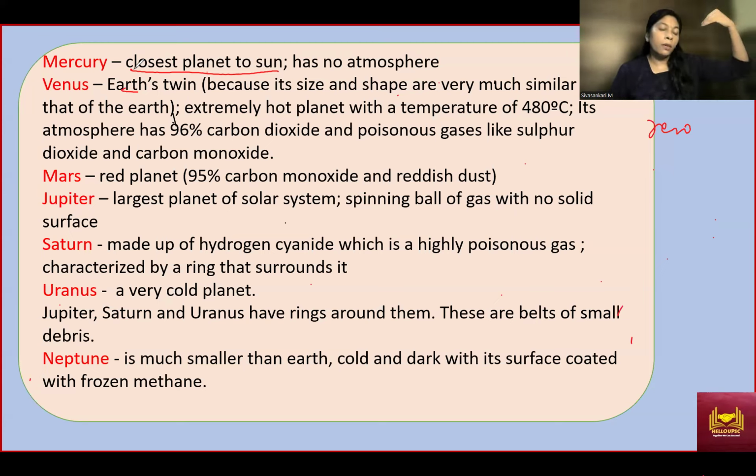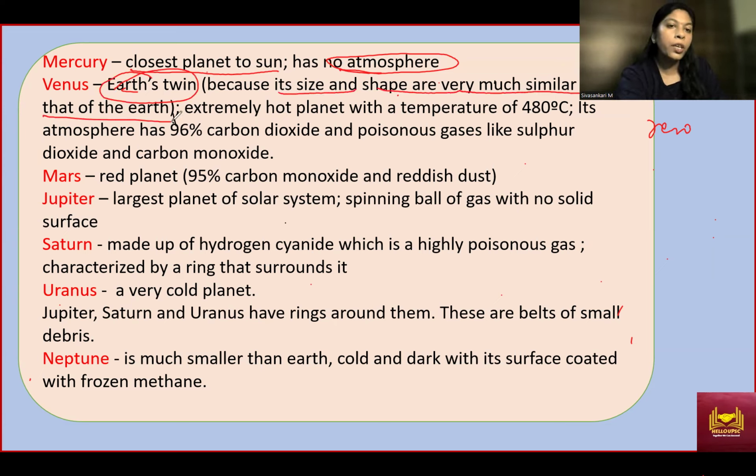Earlier, Pluto was the smallest planet in our solar system, but now Mercury is the smallest planet because Pluto is not a planet. Okay? So it is the closest planet to the Sun and it has no atmosphere. Imagine, Mercury has no atmosphere. Okay? Venus. We call this the Earth's twin. Why do we call it the Earth's twin? Because its size and shape are both very similar to Earth. So that is why we call this the Earth's twin.